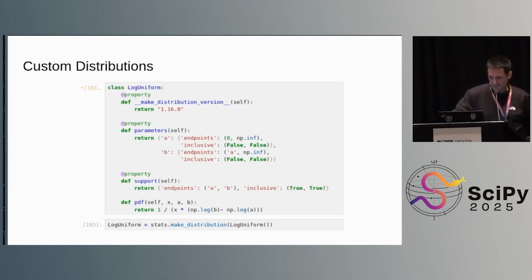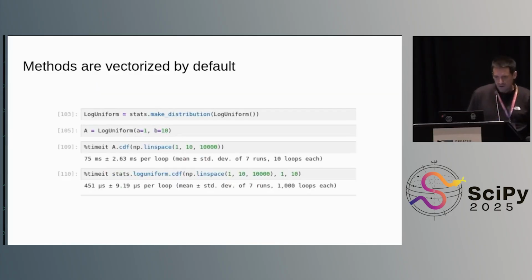And here's an example of how that looks now, that you just have to create a small class that has the information that's needed to construct a new distribution, information about the support. This is parameters. I won't go into too much about this. You need to track what SciPy version this is against, because there can be API incompatibilities. And notice here that this only defines a PDF. But methods are vectorized by default.